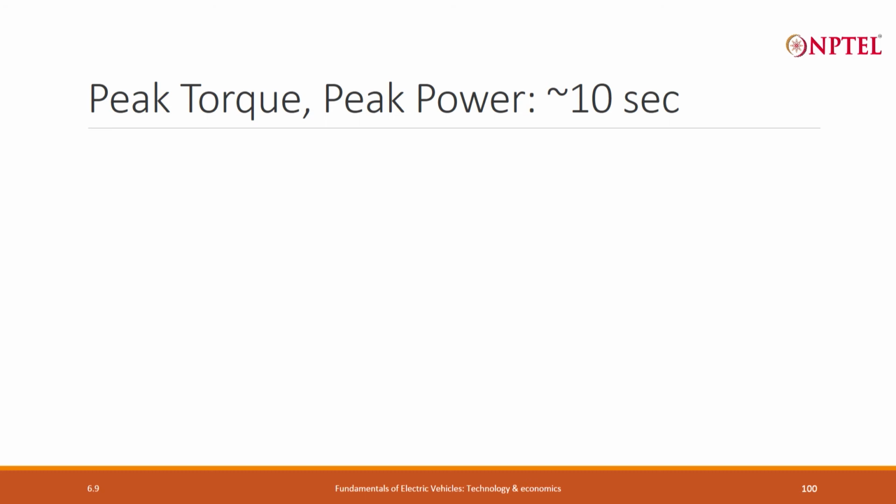The other topic I want to address, when you look at any motor catalog, they will say that there is a certain rated torque, rated speed, rated power, and we have seen all of that. They will also mention something called peak torque and peak power. Why do you need peak torque? Why do you need peak power? You need it for very short durations.